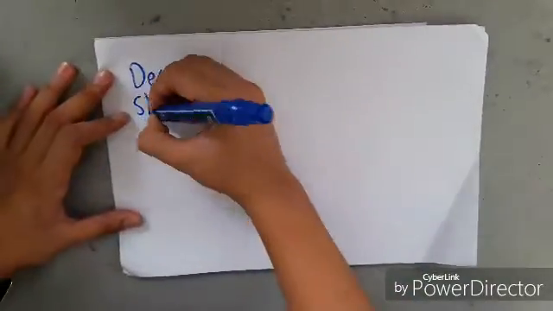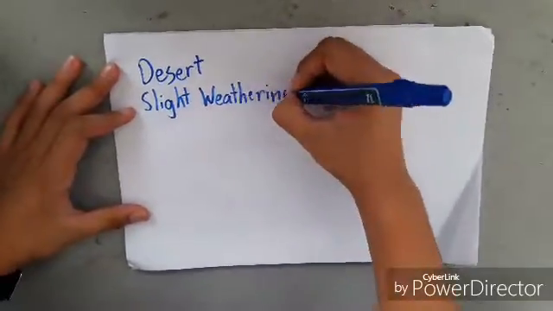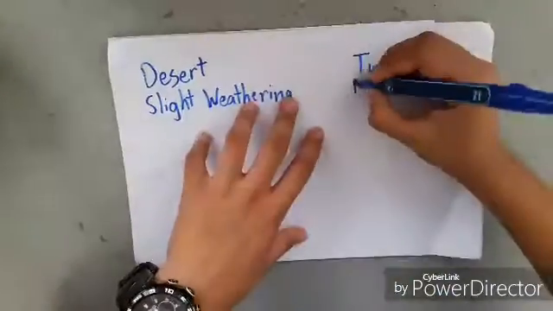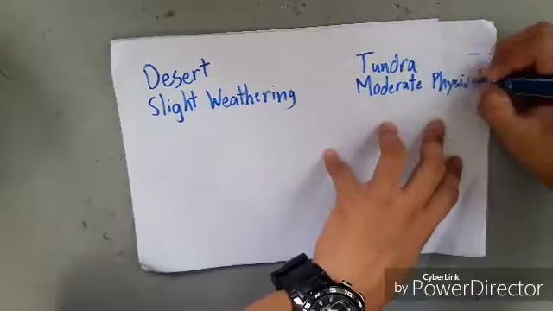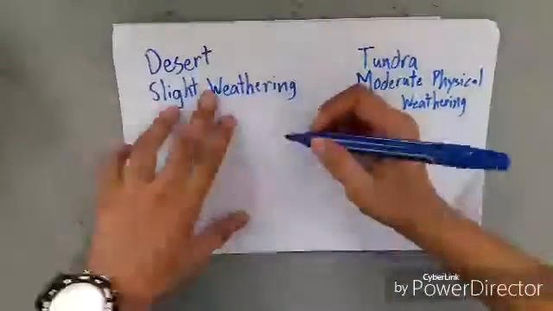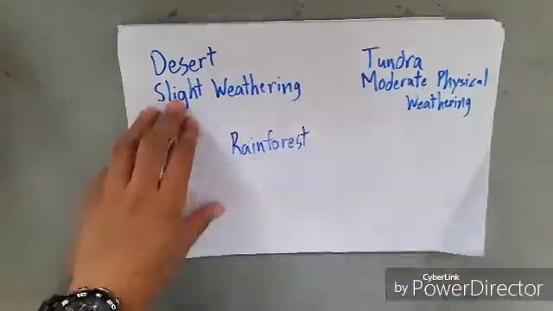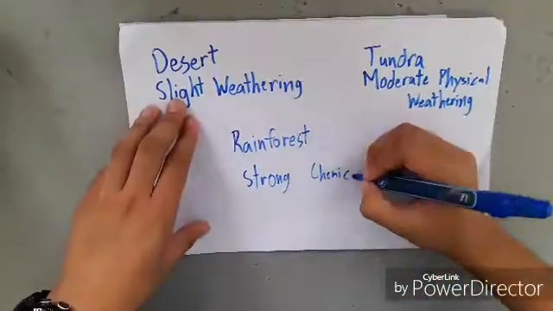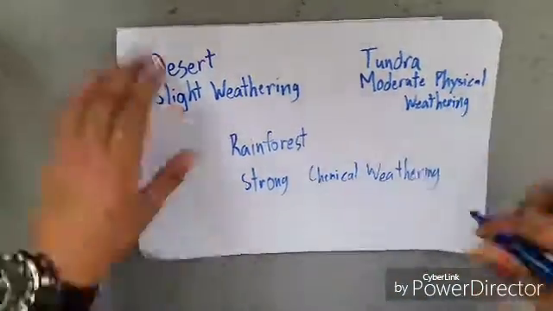Every country experiences different types of weathering. For example, deserts experience light weathering, while tundra or places that experience cold climates experience moderate physical weathering, and rainforests experience strong chemical weathering.